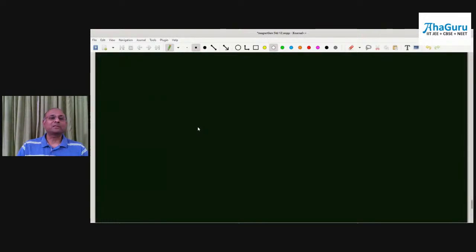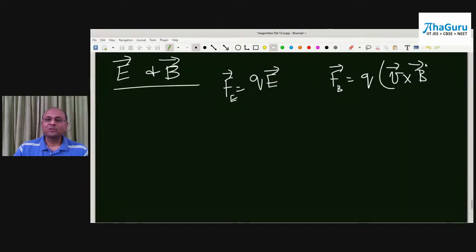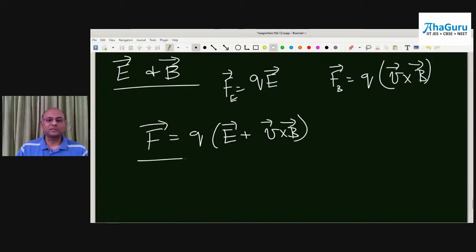So far we have been only focusing on magnetic fields. So what happens if you have electric and magnetic fields? Suppose you have both. Notice that a charge would have an electric force, which will be Q times E vector, and a magnetic force, I'll call it FB, which is Q V cross B. What will happen if both exist? No problem. The force is just Q times E plus V cross B. This is called the Lorentz force equation.